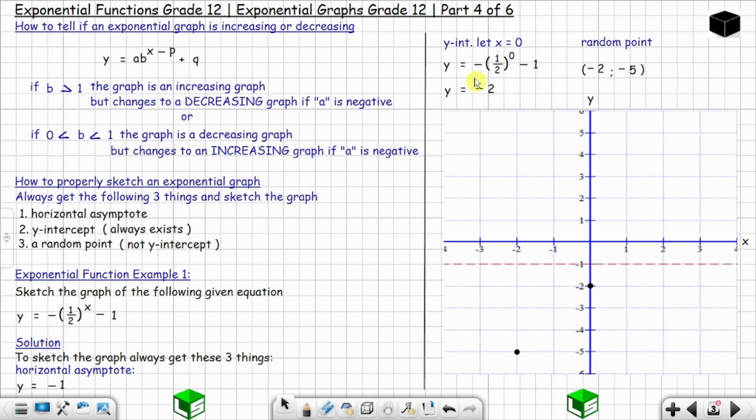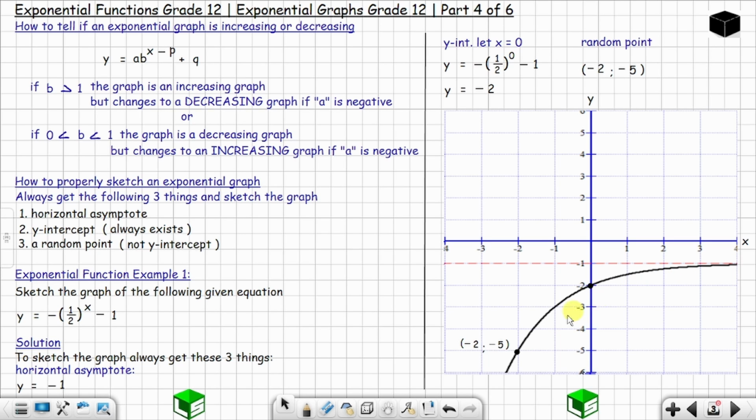Now, after getting these three things on the Cartesian plane, you can have an idea of how the graph is going to look. You make sure you don't cross the horizontal asymptote. The coordinate of this point is -2 and -5. You join the two points, like that, and you don't cross the horizontal asymptote.